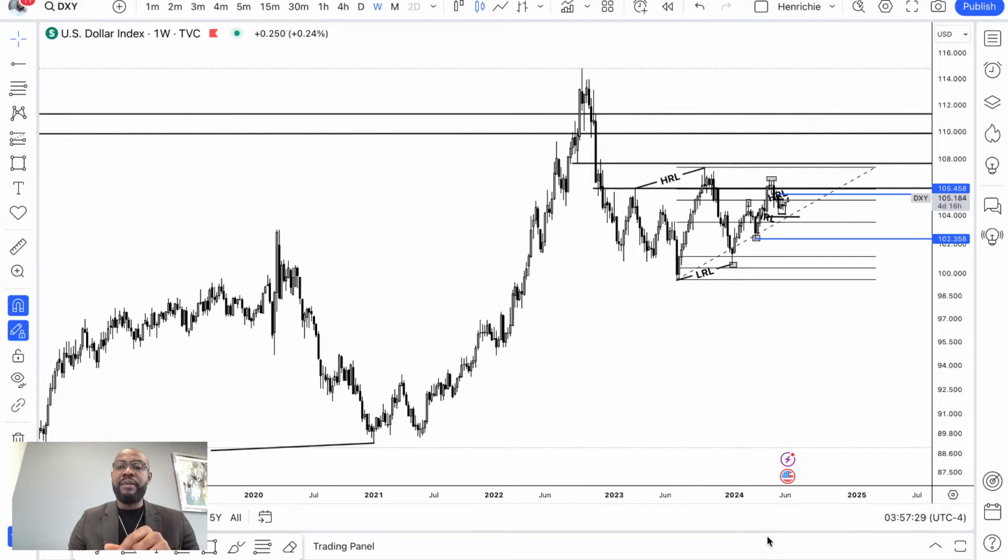You can see we'll have a high right here. We'll have a low, and then this is a break of structure. And after that break of structure, price came in for a retest.